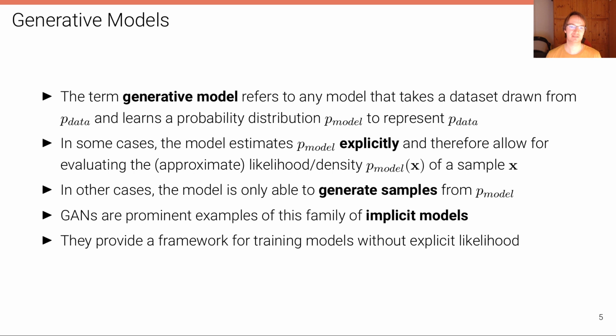So VAEs are able to approximate the likelihood. They learn a model through approximate likelihood, through the ELBO, and GANs do not even approximate the likelihood at all. They don't consider the likelihood. And we will see how they do that. So GANs, in short, provide a framework for training models without an explicit likelihood. That's why they are called implicit models. It's impossible for those models to evaluate P model of X.